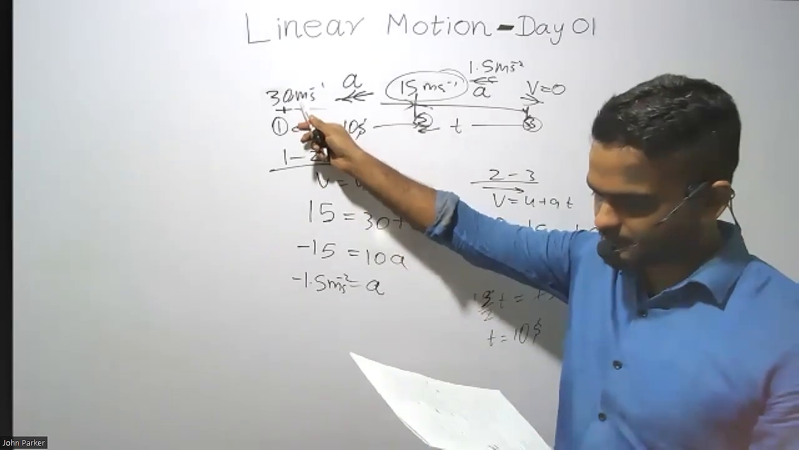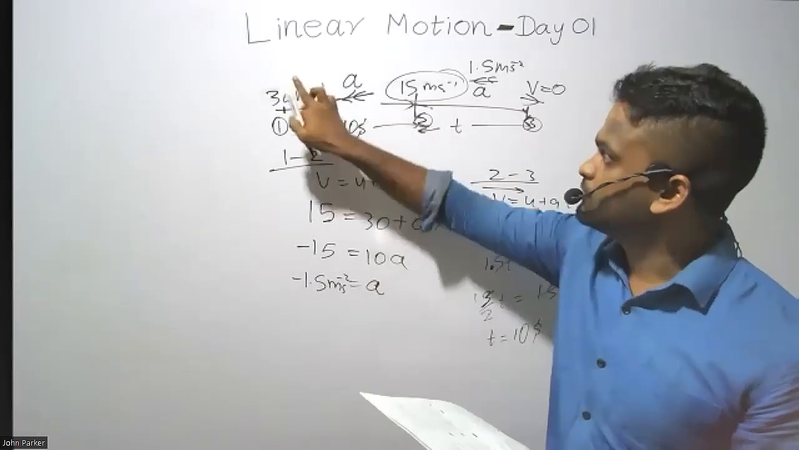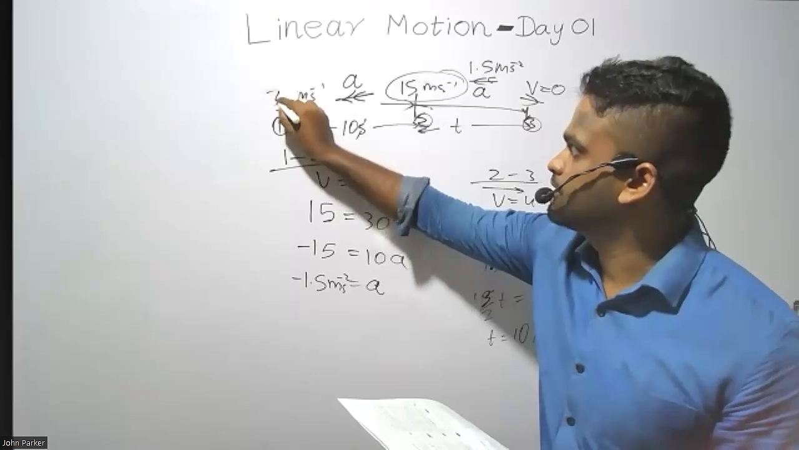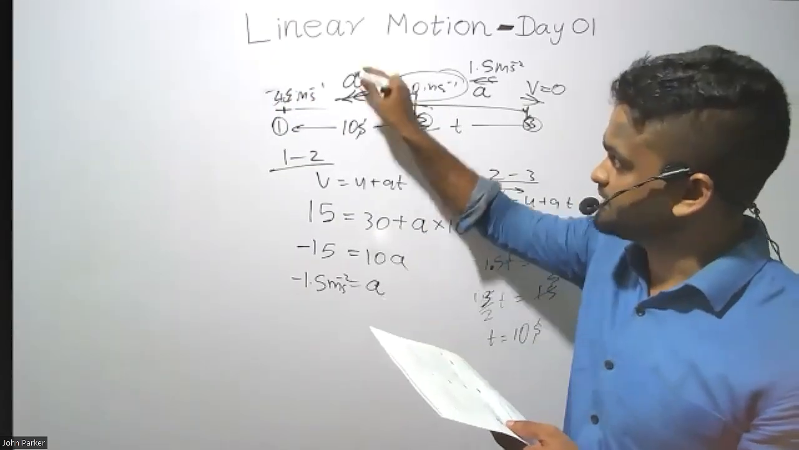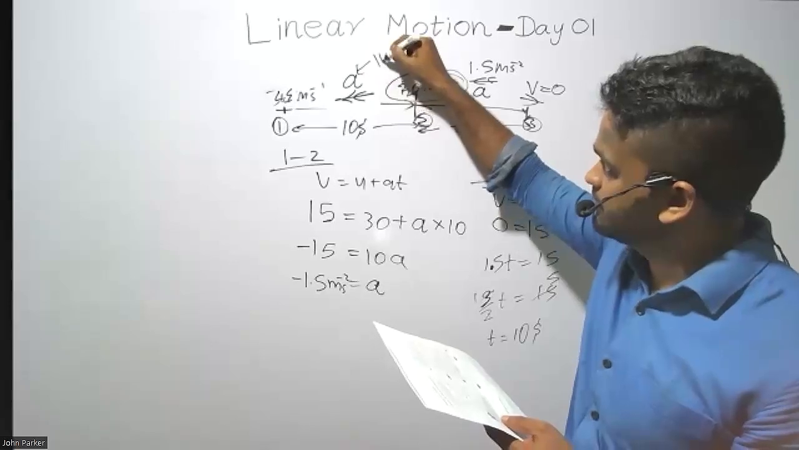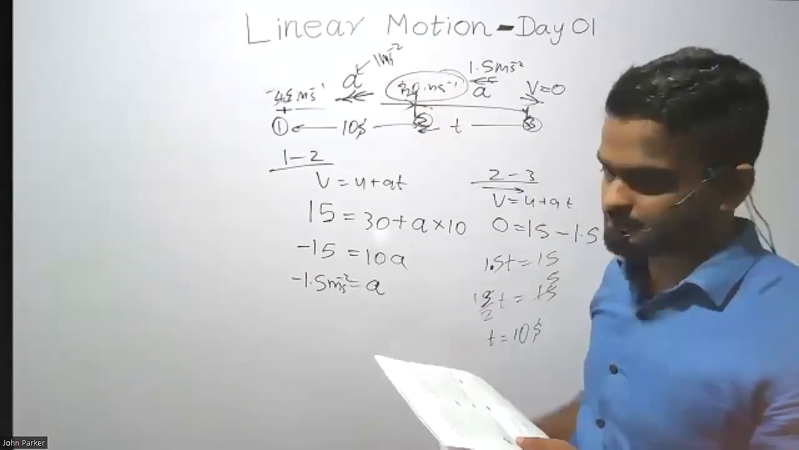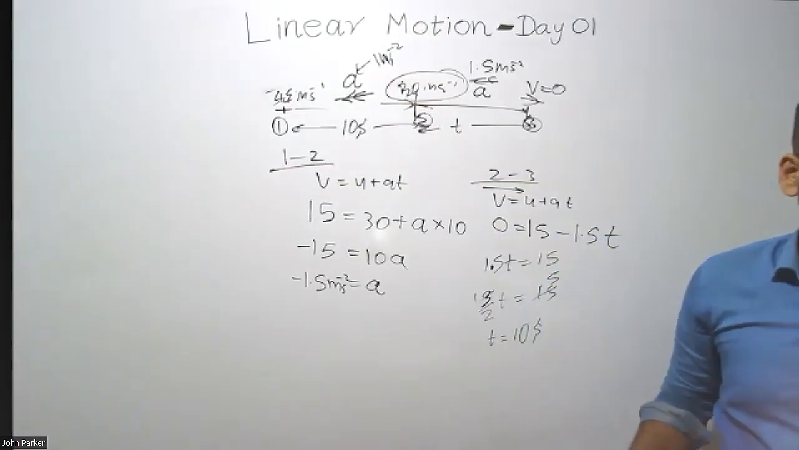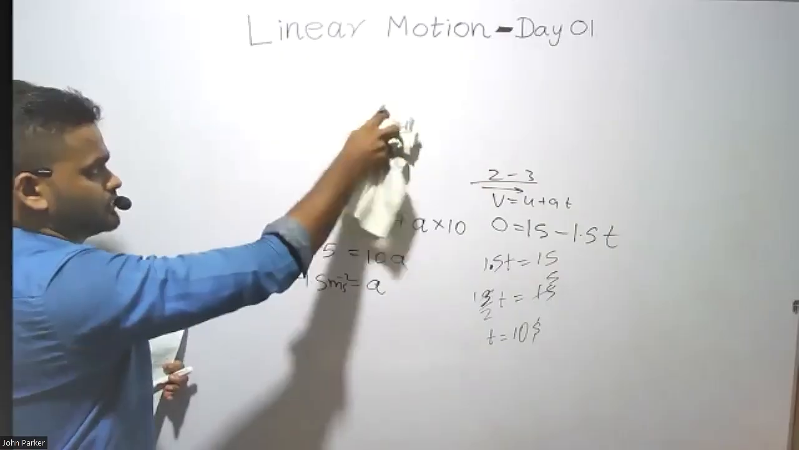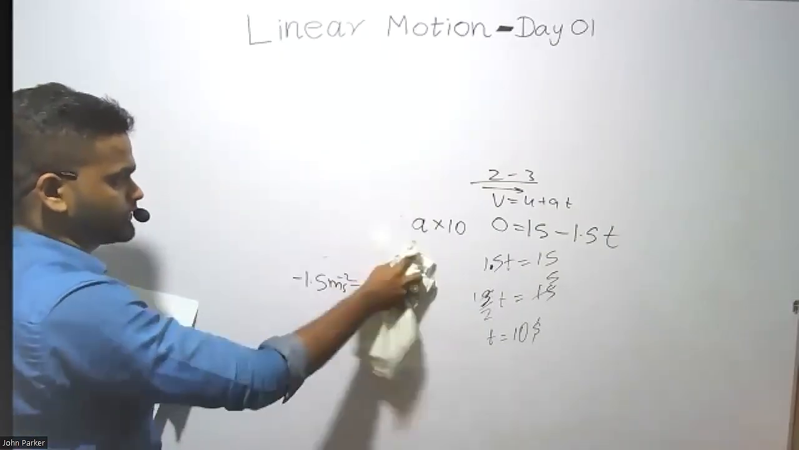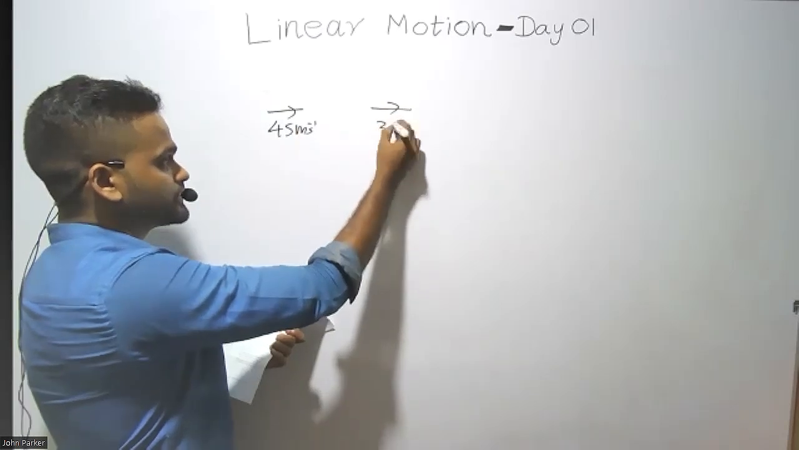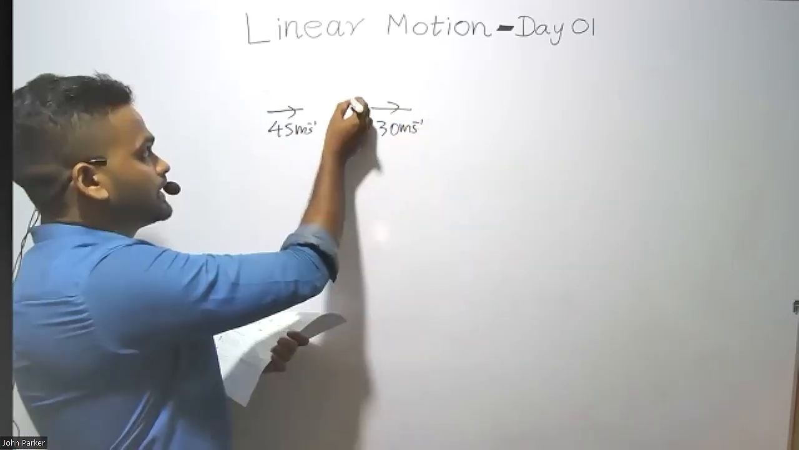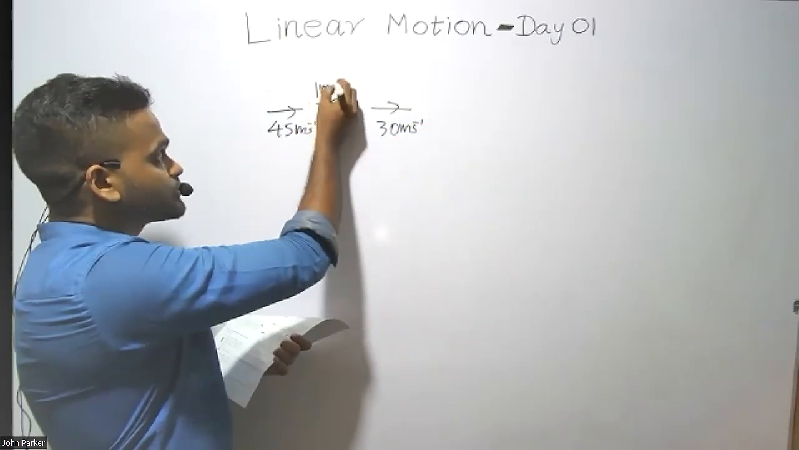So here the speed is 45. Then it decreases to 30. A deceleration is given there, 1 meter per square second, but not the time. Okay, try that one, everyone. A car has a speed of 45 meters per second. It decreases to 30 meters per second. And the deceleration is 1 meter per square second.